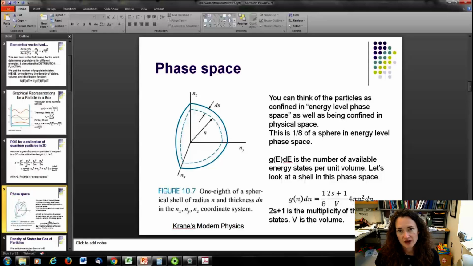So remember that for any kind of angular momentum quantum number, be it s, be it l, or whatever, there are m_s states and m_l states that are available that run from minus s to plus s, or minus l to plus l, depending on what you're looking at. And that makes the multiplicity there 2s+1, okay? So we're including this (2s+1)/V times 1/8 times 4 pi n squared dn, and that is our density of states with respect to n.